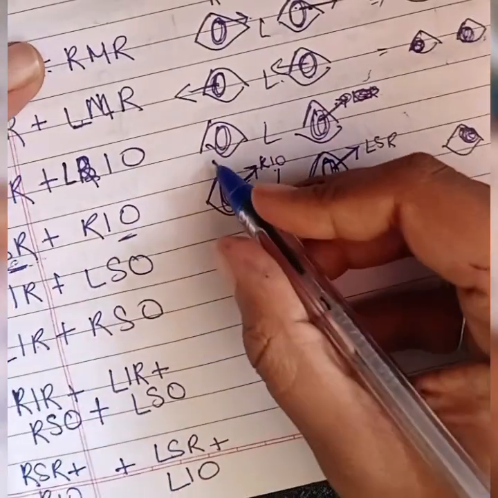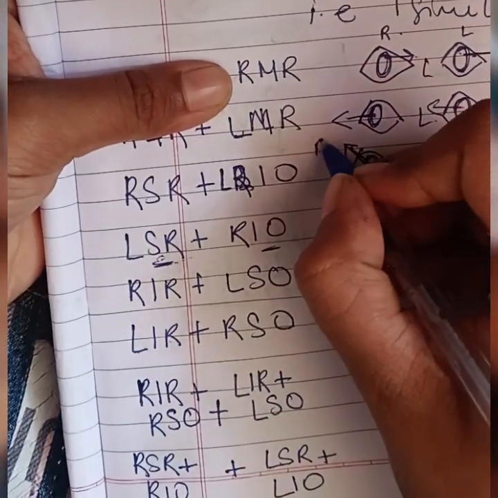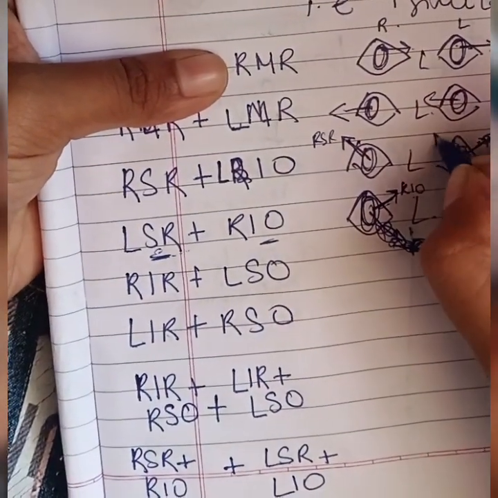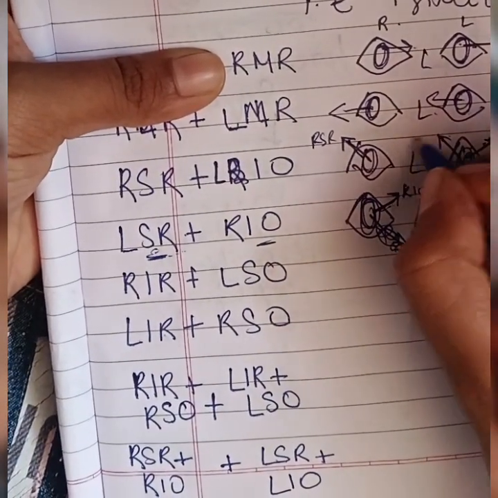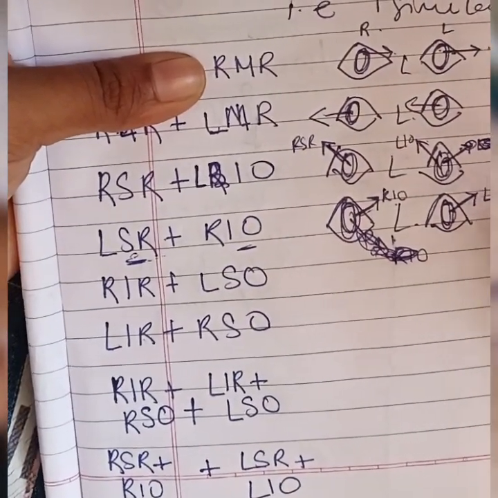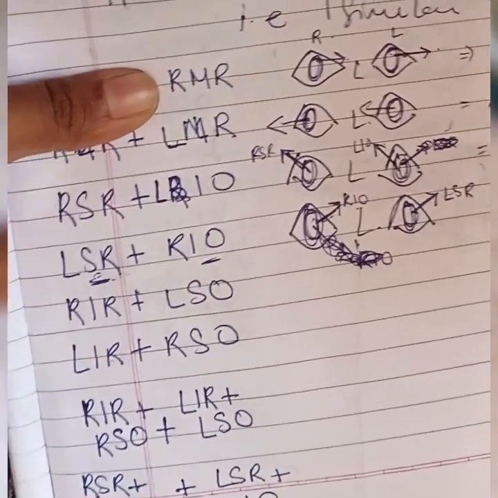Then over here we know right superior rectus. Right superior rectus is basically abduction and elevation, and left inferior oblique again adduction and elevation. So it would be dextro elevation.